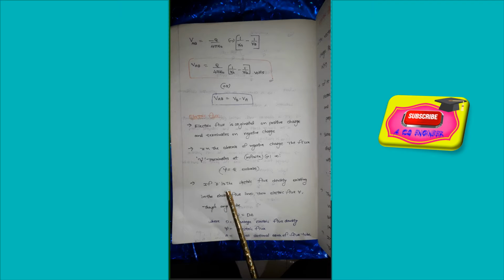If D is the electric flux density existing in the electric flux lines, then the electric flux psi through any tube is psi equal to integral of D dot dA. Here D is the average electric flux density, psi is the electric flux, and A is the area of cross section of the flux tube.